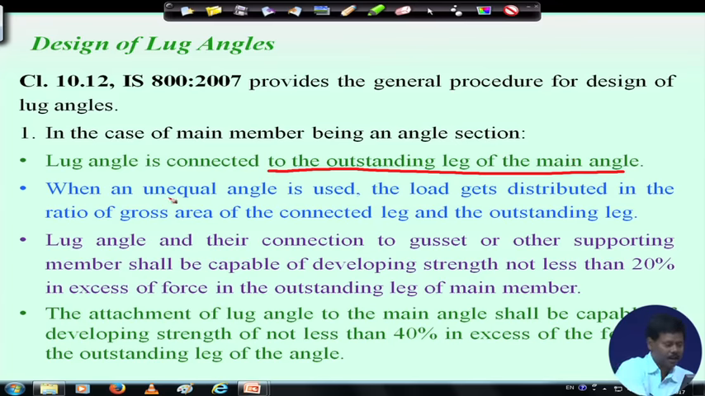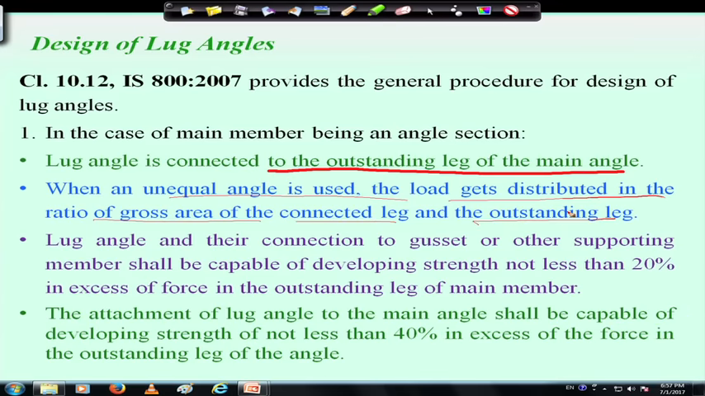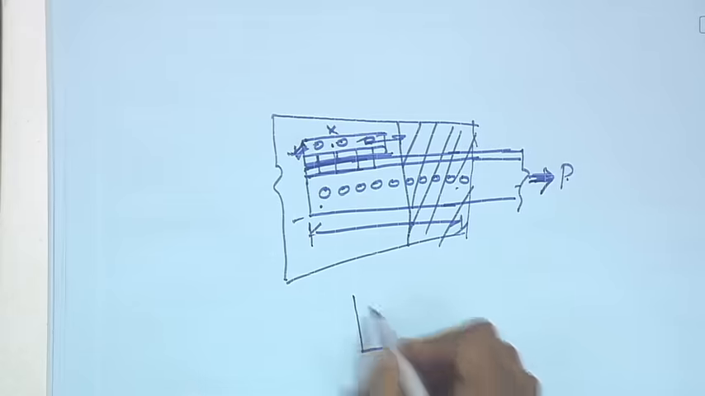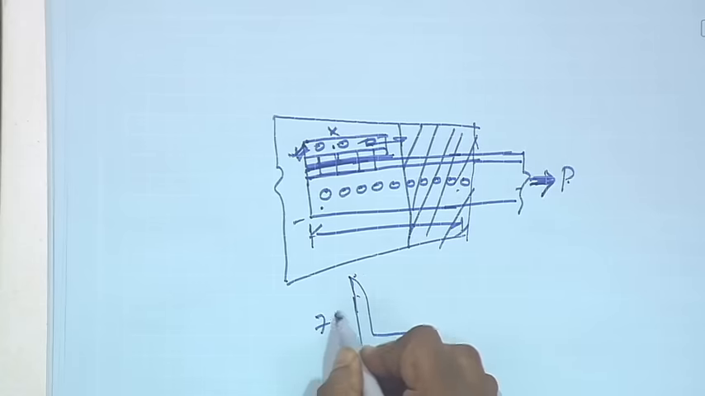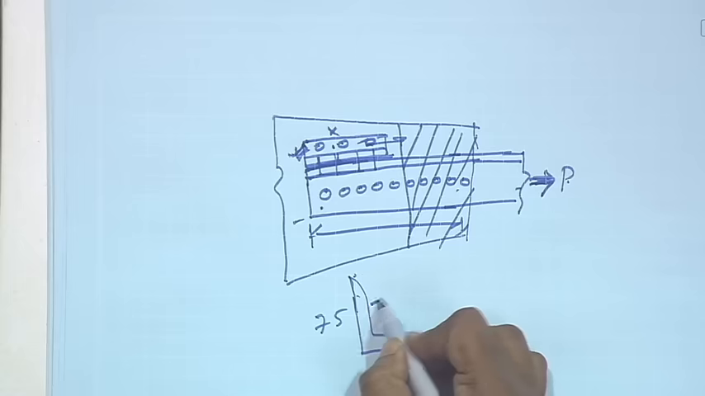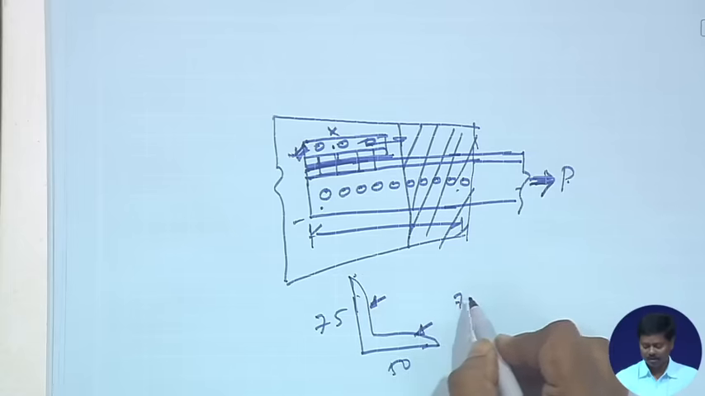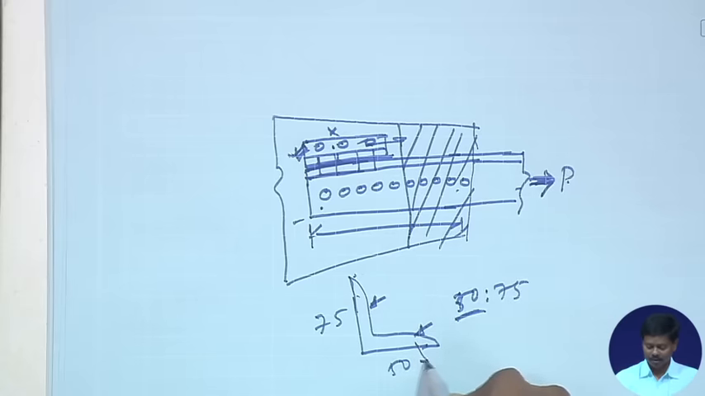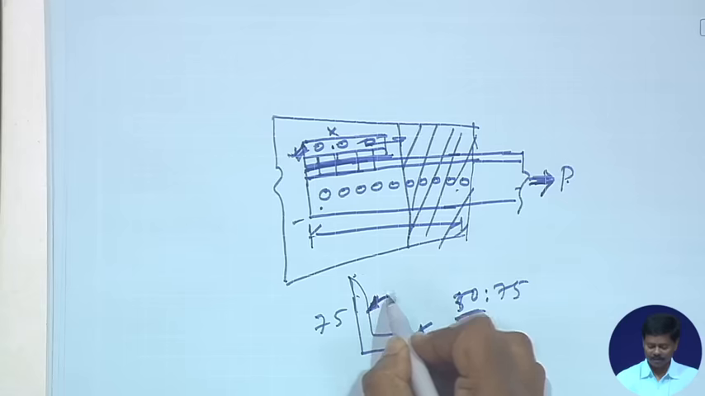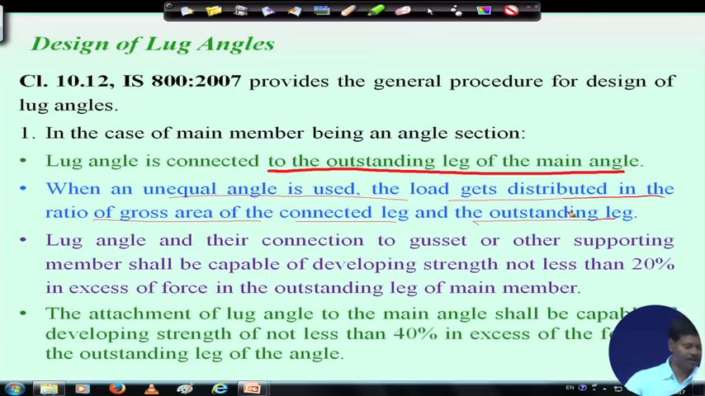Then when an unequal angle is used, the load gets distributed in the ratio of the gross areas of the connected leg to the outstanding leg. That means, if unequal sections are used, say suppose this is 75 and this is 50, then the load to this leg and the load to this leg will be in the ratio of 50:75. So, less load will be shared by this leg and more load will be shared by this leg. So, with this ratio it will be shared. This is what the codal provision says.